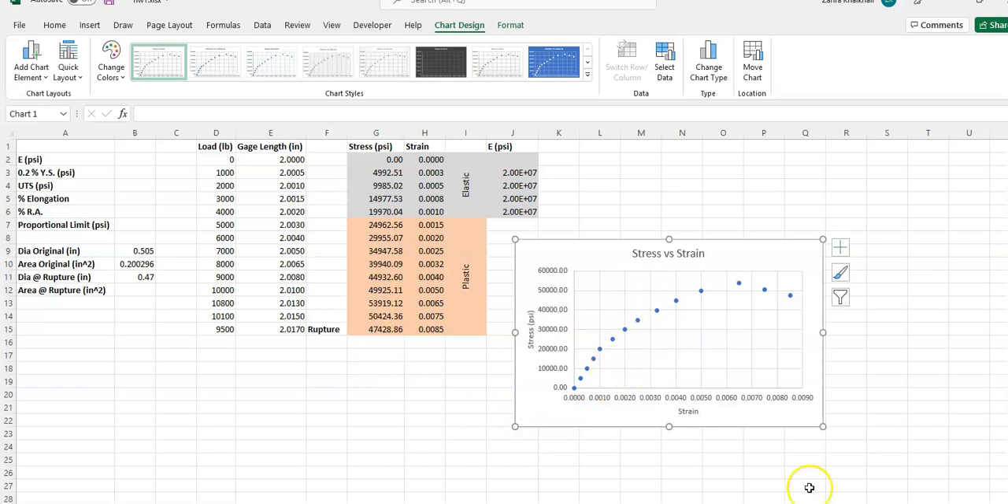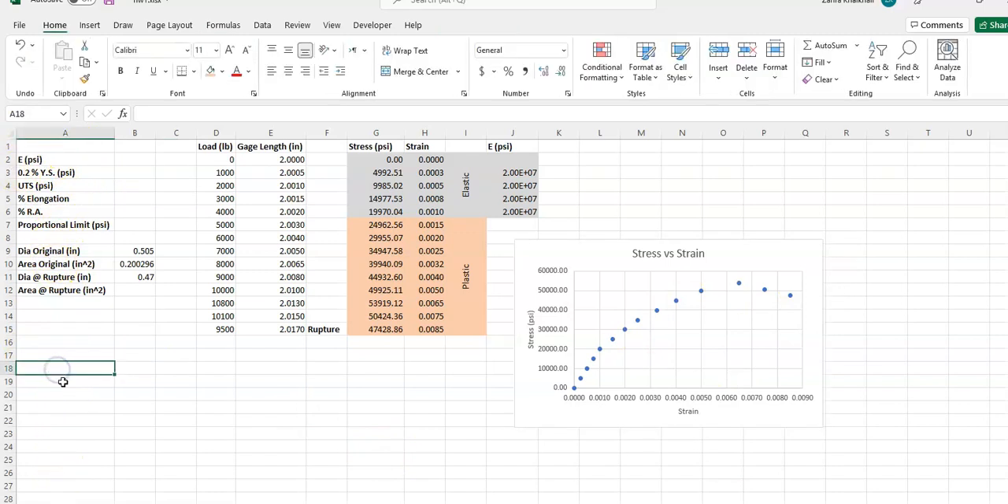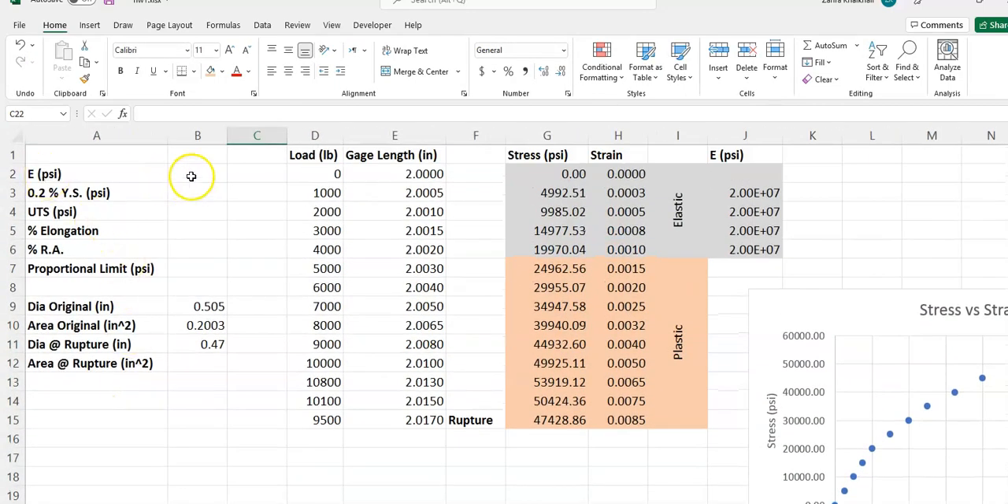So if you notice, you can see that it starts as a linear relation between stress and strain, and at some point there's a transition from linear to non-linear. Now let's complete some of the unknowns that we already found here. So for elastic modulus, we got 2 times 10 to the 7 psi. So I'm going to add this here, 2e7.